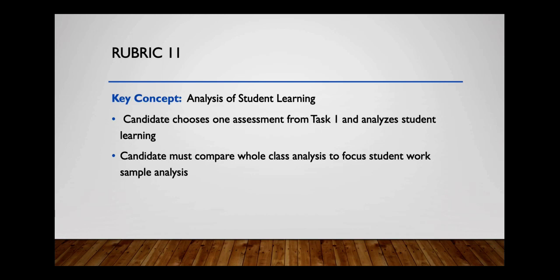The candidate must compare whole class analysis to focus student work sample analysis. You can see how the focus students having different levels of ability can help them analyze the class, because they will have to look at the scores from the low scoring student, or maybe the low achieving student, and see what their scores are and see what percentage of the class made in that range. Then they will look at the mid-range focus student and compare the class to that student's score. Then they will look at the high-performing student and do the same.